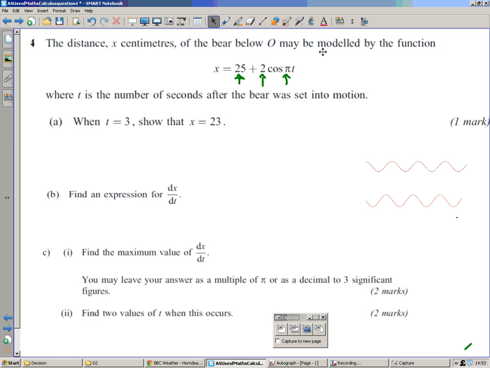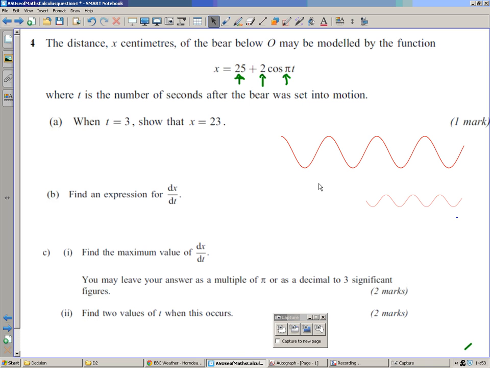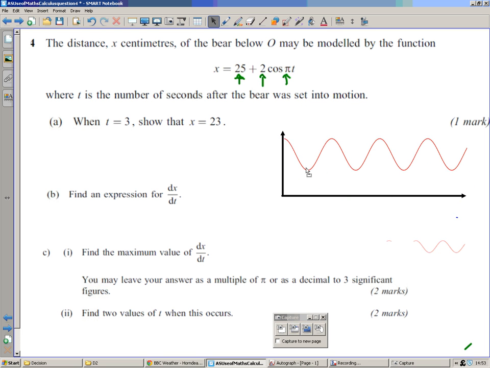Okay, so before doing the question, I think it might be worth doing a quick sketch of this curve. It's a cos graph, so therefore it's starting at the top. That's the first thing to know. However, it's been shifted upwards by 25. Whereas if 25 wasn't there, it'd be down there. It's been shifted upwards by 25.